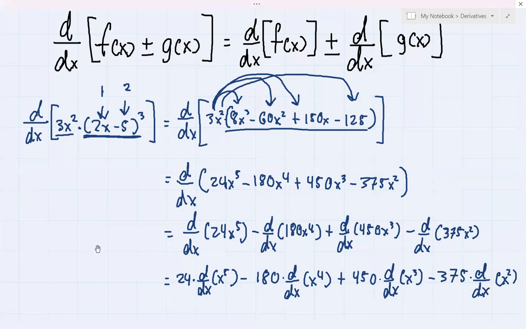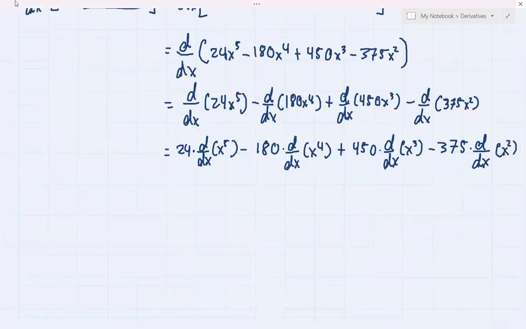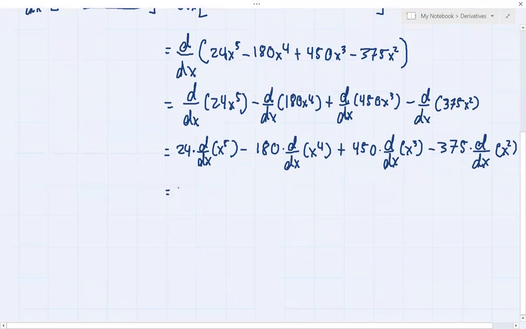So, now, we can differentiate them continuously. So, ito, 24 times. Ito, meron tayong x raised to 5. So, variable na may exponent. So, therefore, we will use power rule of differentiation. So, magiging 5x raised to 5 minus 1. So, 5 minus 1 is 4. Minus 180 times. Ganun din, we will use power rule of differentiation kasi meron siyang variable na may exponent. So, magiging 4x raised to 4 minus 1. So, 4 minus 1 is 3. Alright? Ano pa?